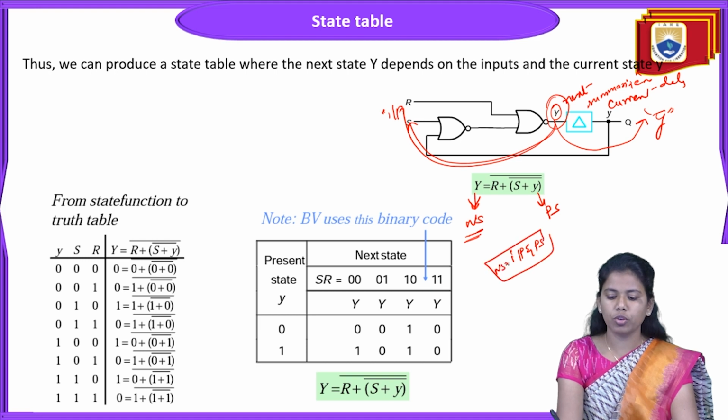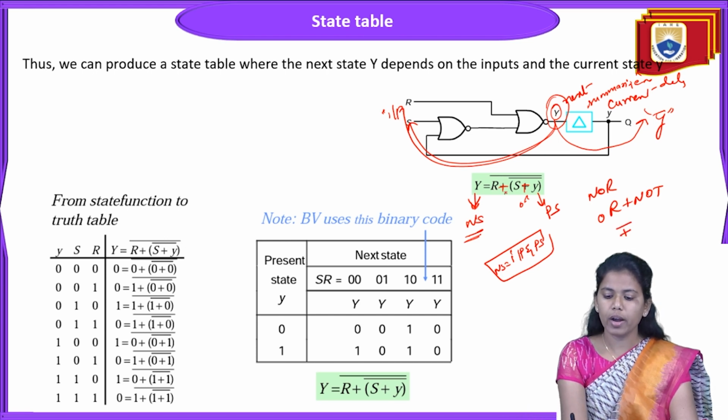So this is what you have to remember. Y is equal to R plus S plus Y. That is what, right? So R plus S plus Y. Altogether, the plus is nothing but the OR gate. We are using a NOR gate. NOR gate means OR plus NOT, that means plus and the bar. So Y = (R + S + Y)'. This is the Boolean expression that we got.